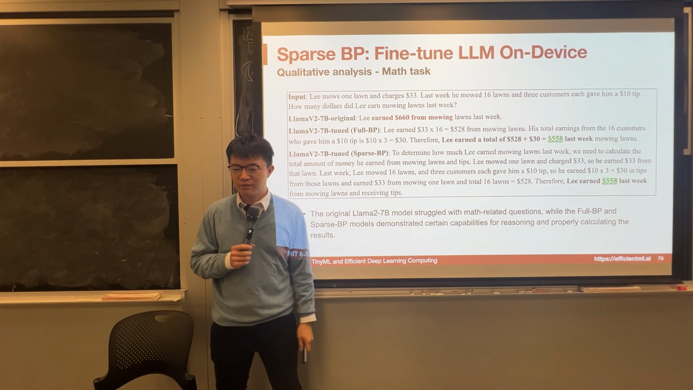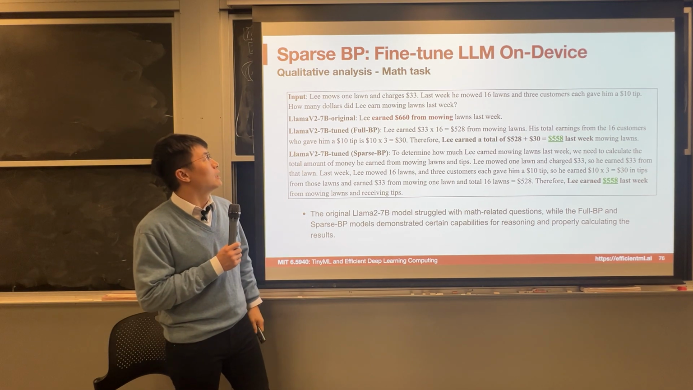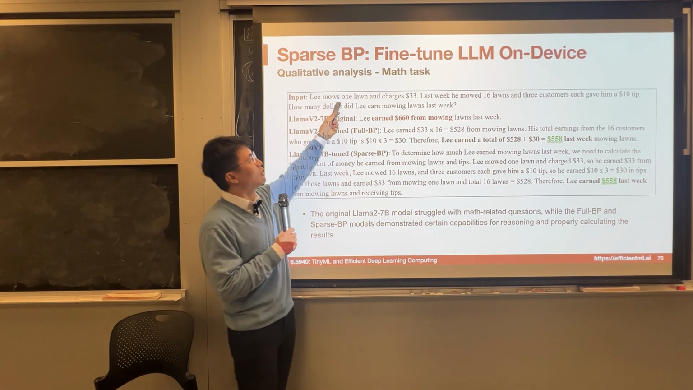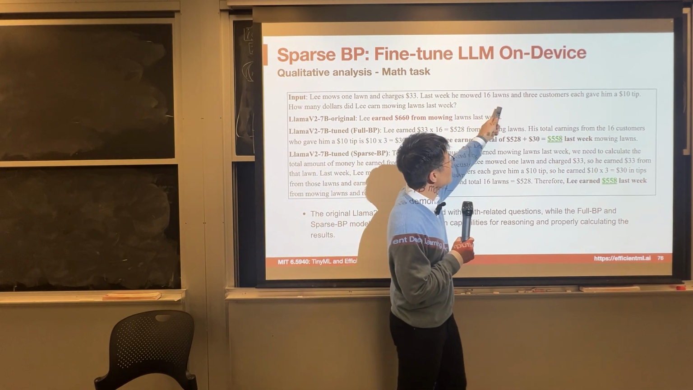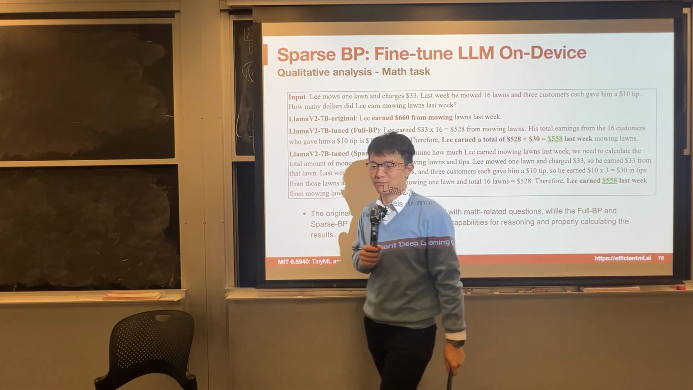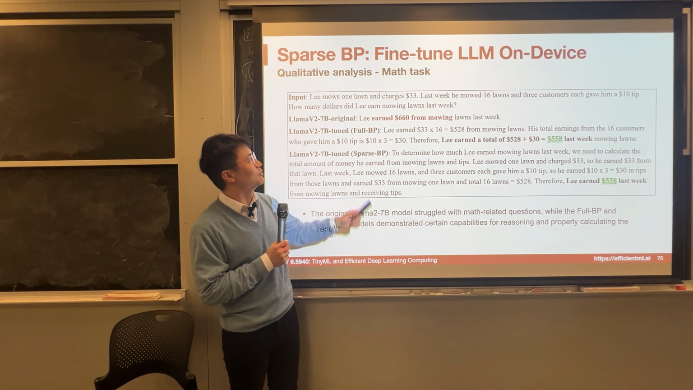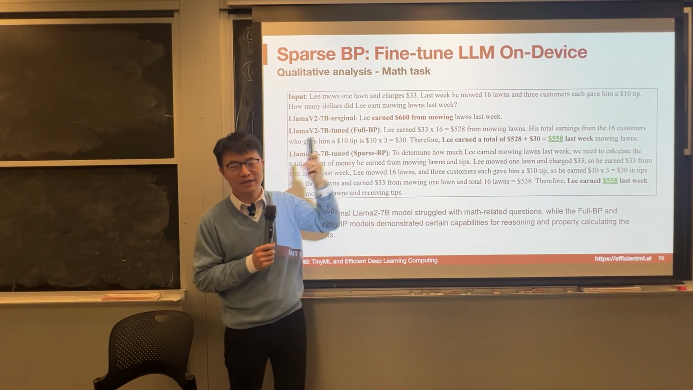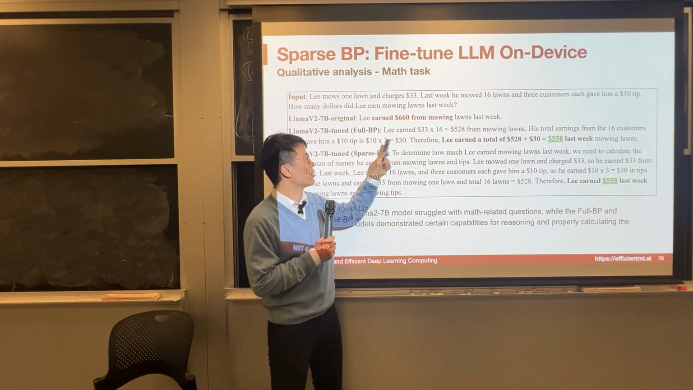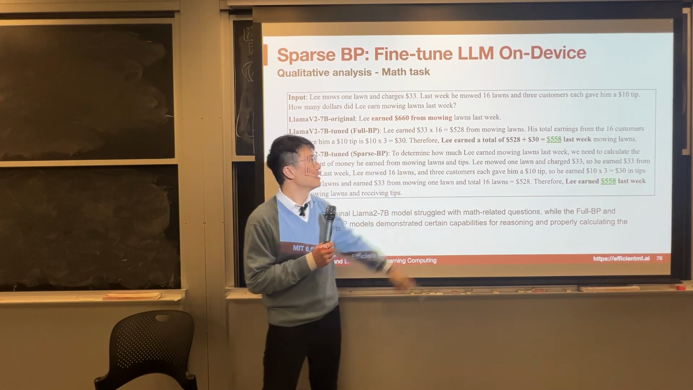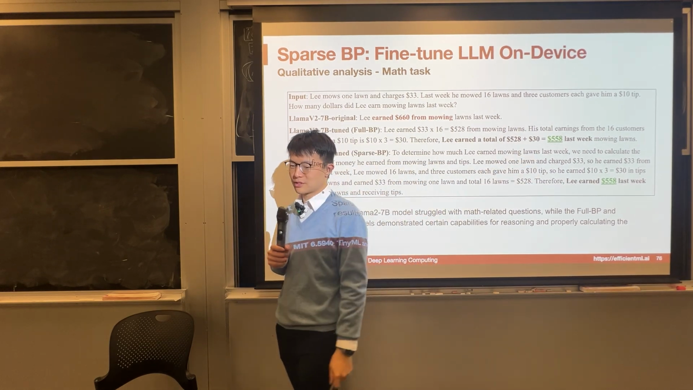We can also challenge it with some math tasks, comparing the full BP versus sparse BP and without BP. So here, Lee mows one lawn and charges $33. He mowed 16 lawns. 3 customers each paid $10 of tip. How much did he earn last week? The original model says 660, which is wrong. But the full BP fine-tuned model can calculate 33 times 16 plus the $30 of tips, add them up together, and you get 558, which is correct.